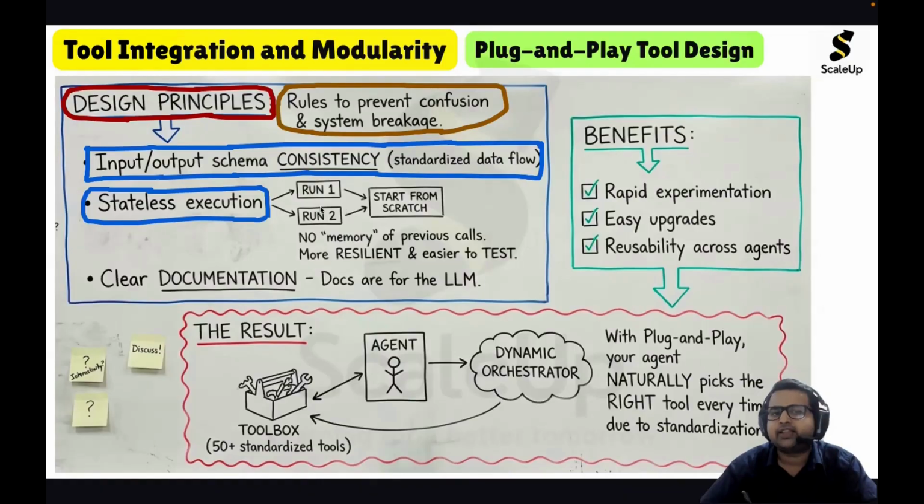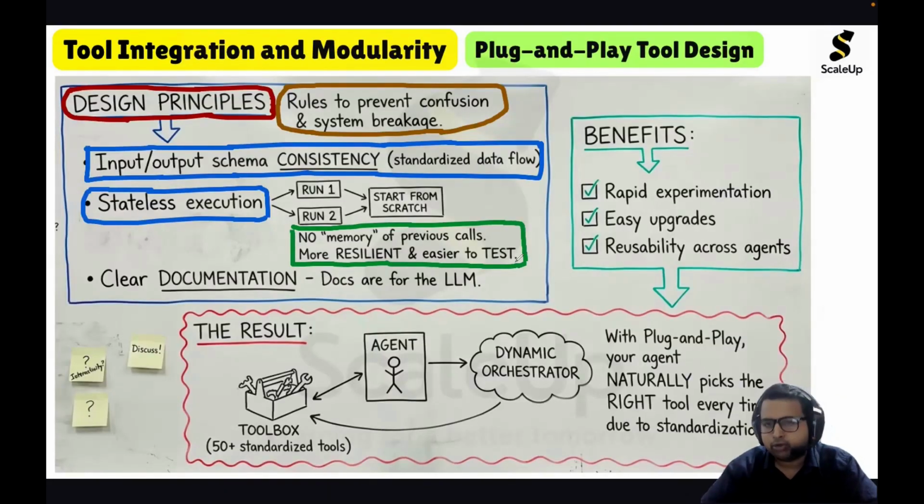So stateless execution means the tool should not remember the previous calls. Every time the tool runs, it starts from scratch, with no memory of previous calls. And by being stateless, the tool is more resilient and easier to test in isolation. So now it's very clear to us that plug and play tools have to be stateless.